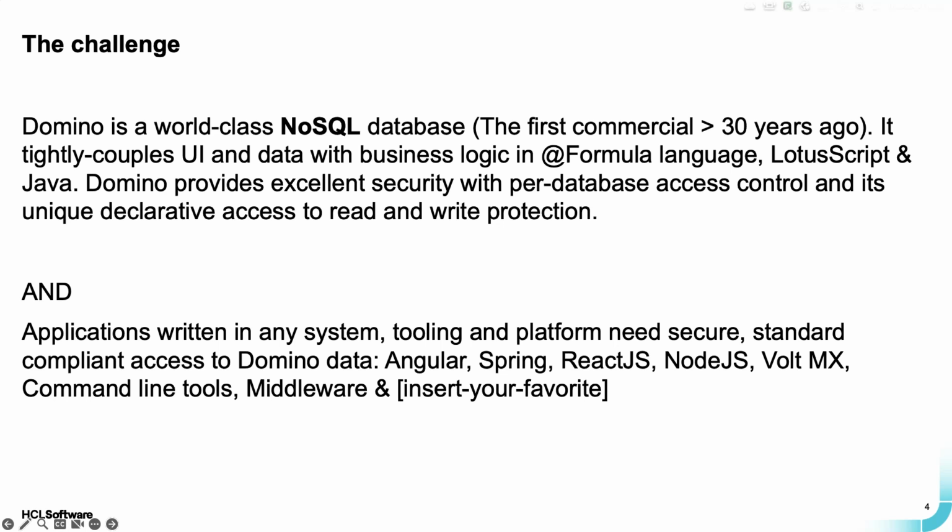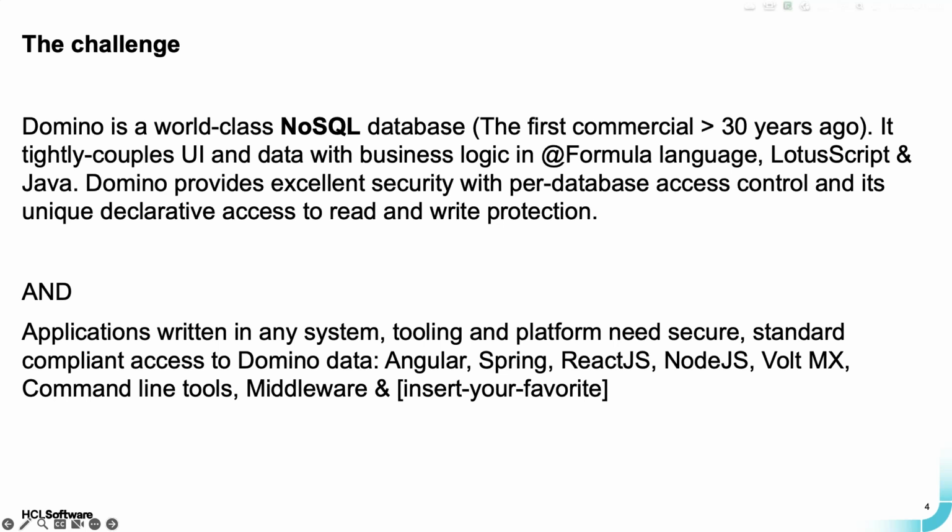Domino is a world-class NoSQL database. It was one of the first NoSQL databases, and it's very good at that. But whereas something like CouchDB or MongoDB is just a NoSQL database, Domino is considerably more. It tightly couples the business logic into the UI. So you code the forms, you code business logic into those forms, and those design elements are stored in the same place as the data. So you've got everything intermingled there.